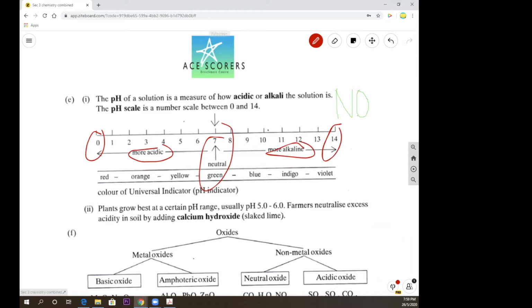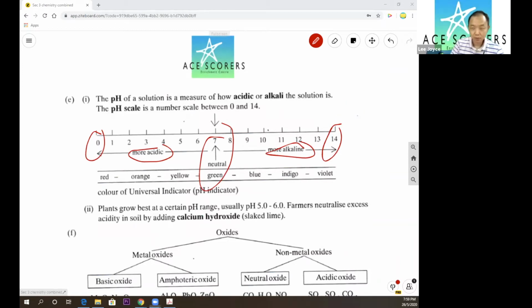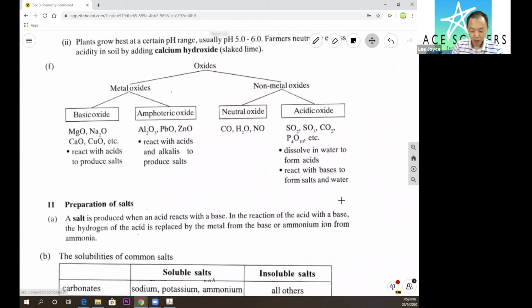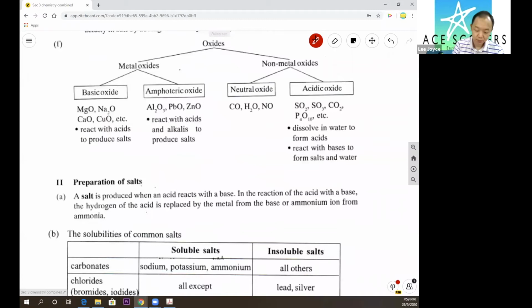Give it a clear, your drawings. All right, so that's the pH indicator. So the next thing, this is something new. From here onwards, these are stuff that you have never seen before.